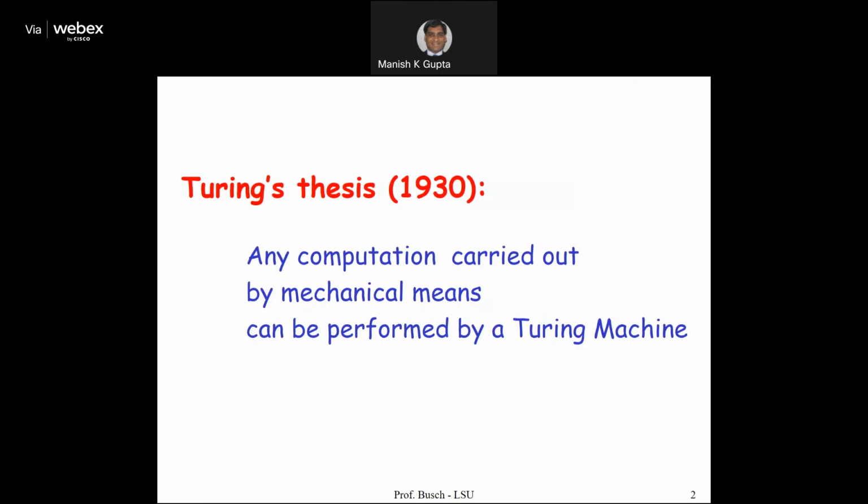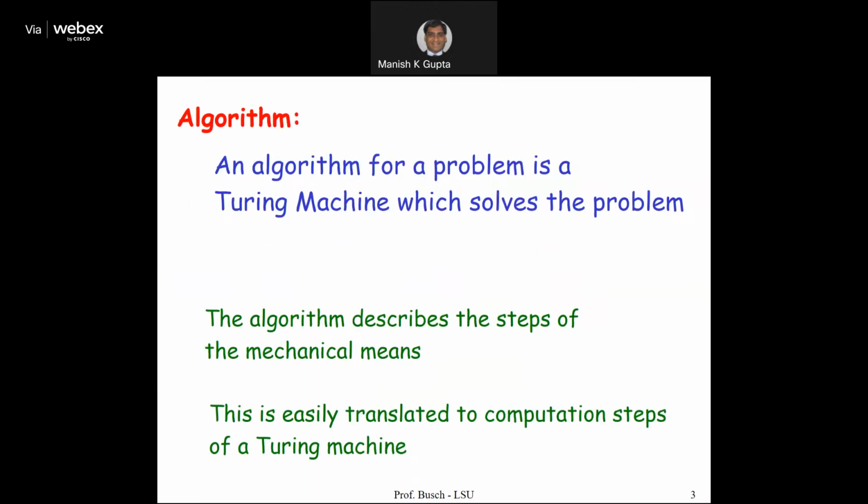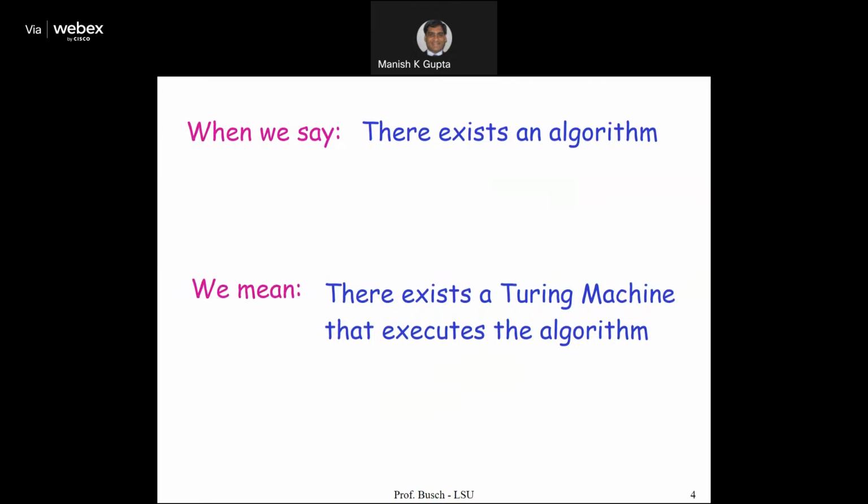And in fact, what is an algorithm? An algorithm for a problem is a Turing machine which solves the problem. So the algorithm describes the steps of the mechanical means, and this is easily translated to the computational steps of a Turing machine. So when we say there exists an algorithm, we mean there exists a Turing machine that executes the algorithm.